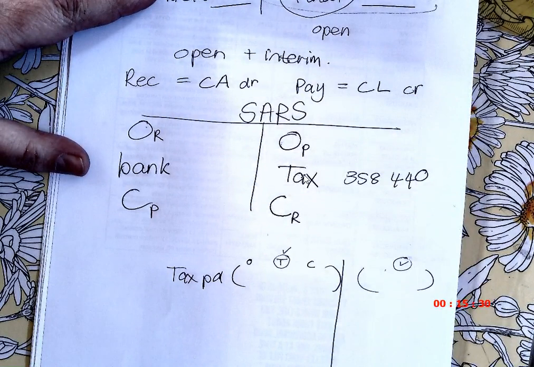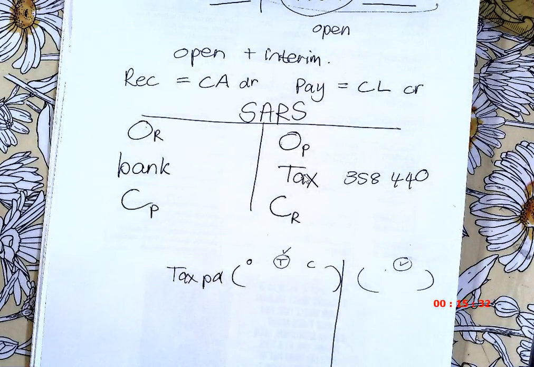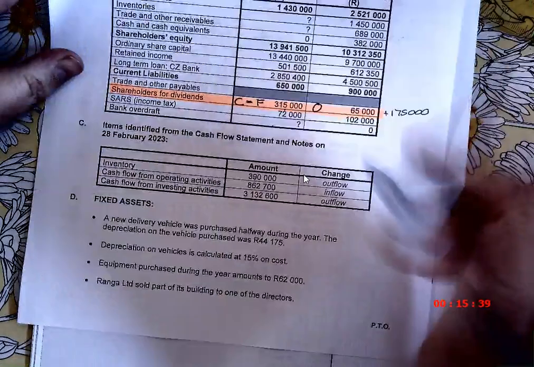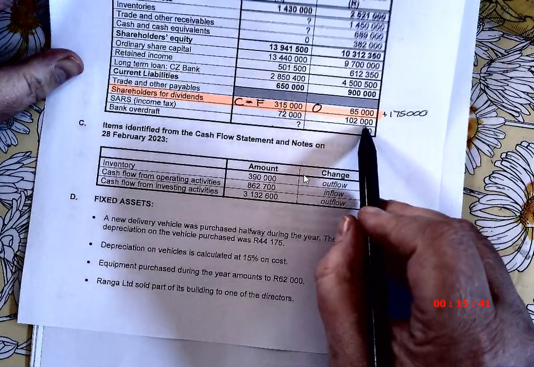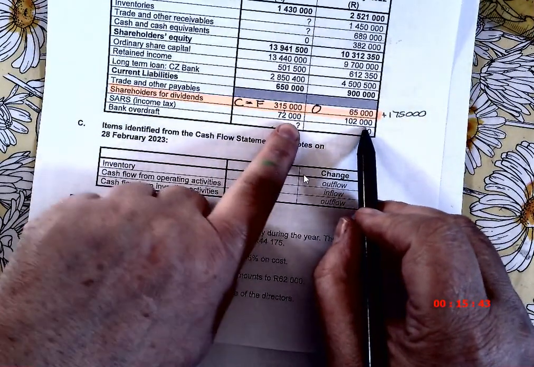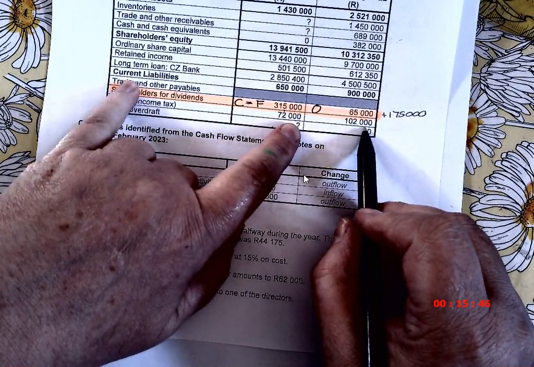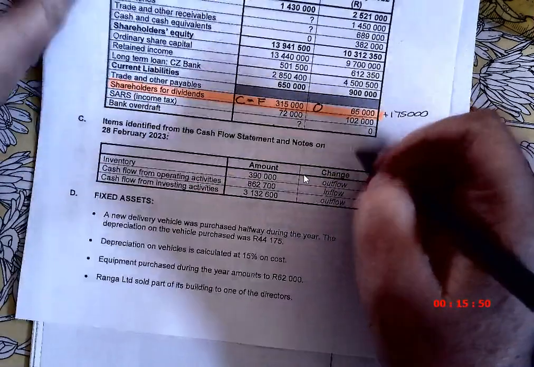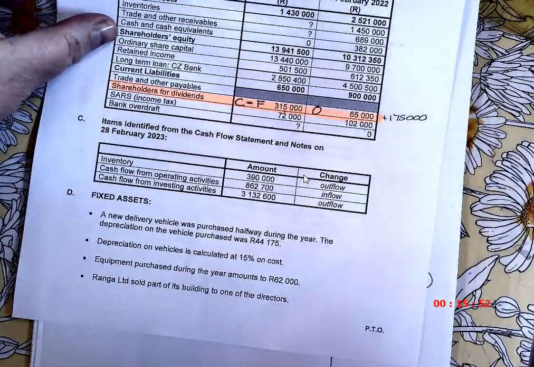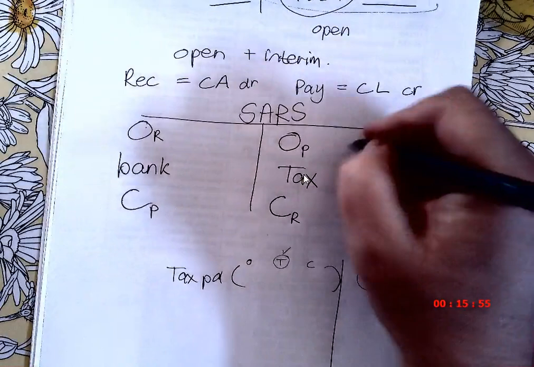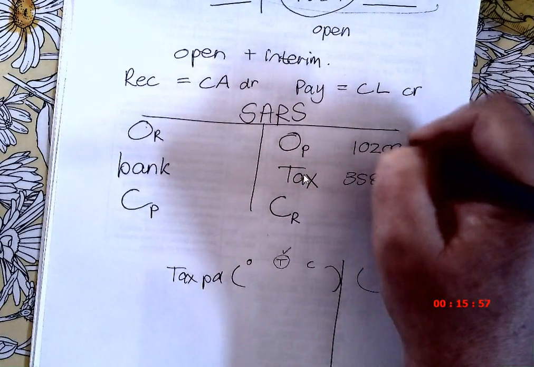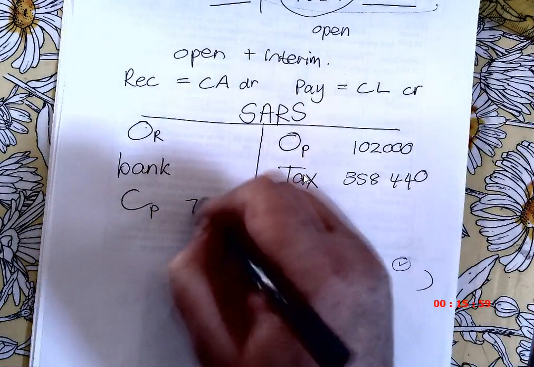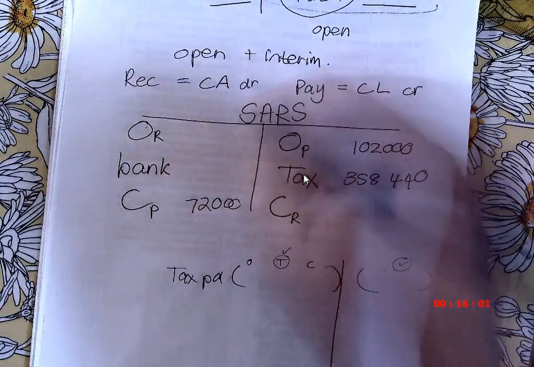Okay. So, let's go look. With this one I want to show figures because it's just easier. So if I go look here at SARS, can you see both of these amounts for SARS are under the heading for current liabilities? So both of them are payables. The opening is a payable and the closing is a payable. And then I just balance.